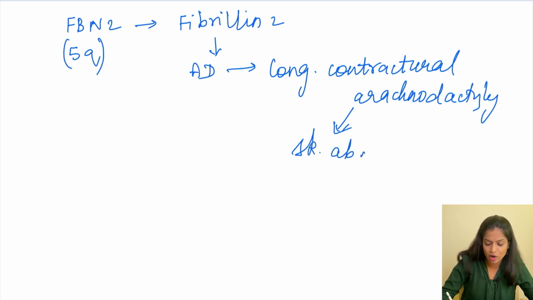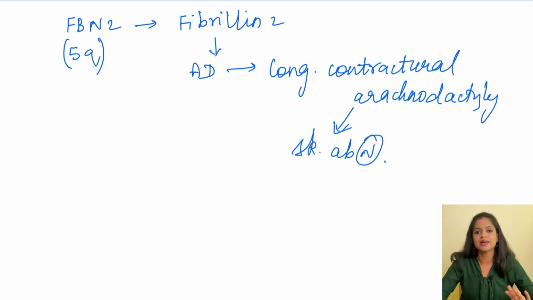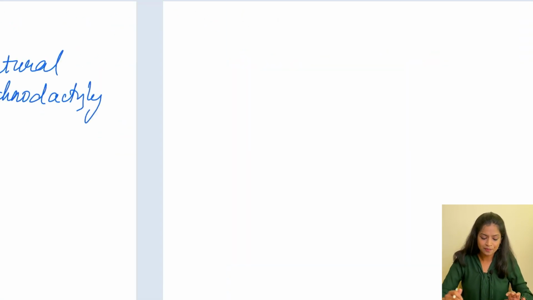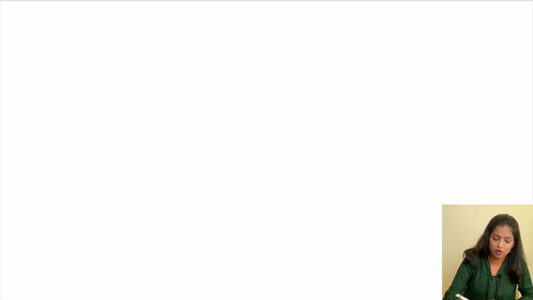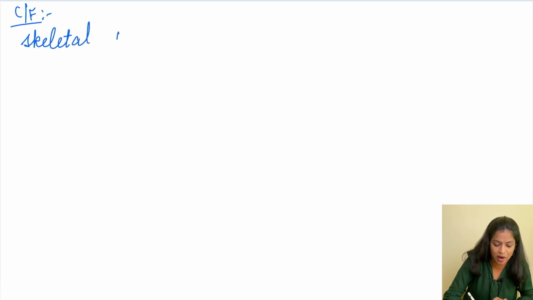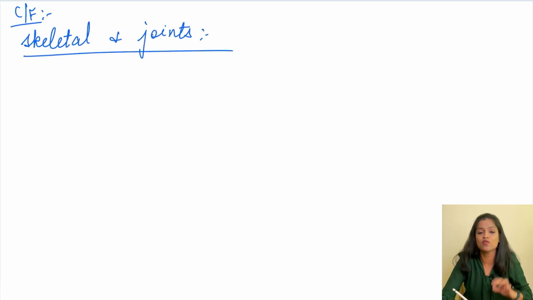So many skeletal abnormalities will be seen in this congenital contractural arachnodactyly. Okay. So now let's see about the clinical features of Marfan syndrome. Firstly, it is mainly going to affect the skeletal system and the joints. So in the skeletal system, what is going to be there?